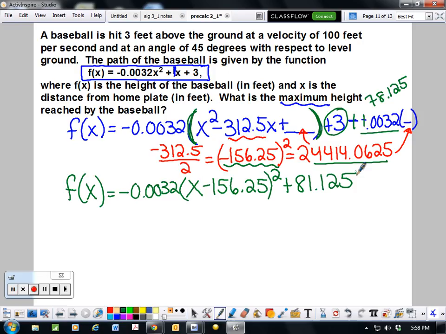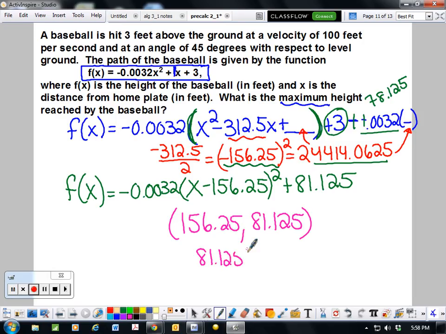And so now we get the idea of what our vertex is. Our vertex is going to be 156.25, comma, 81.125. If we want to find the max, we want to find the y value. So our max height is 81.125 feet. That's the highest the ball is going to go.